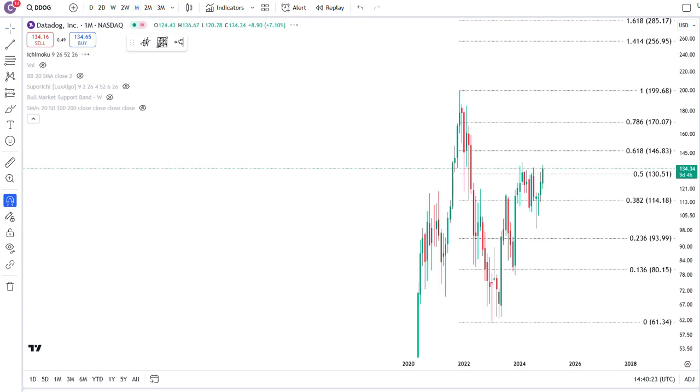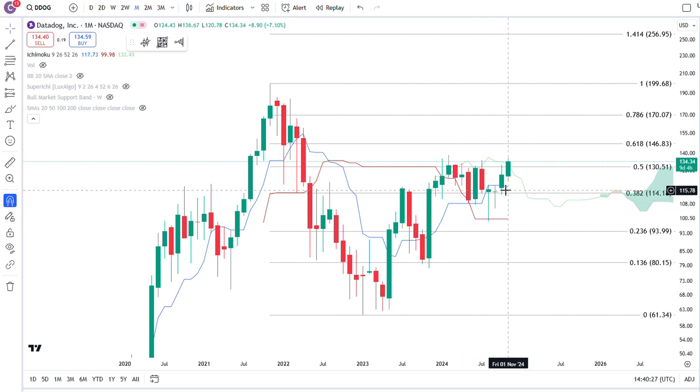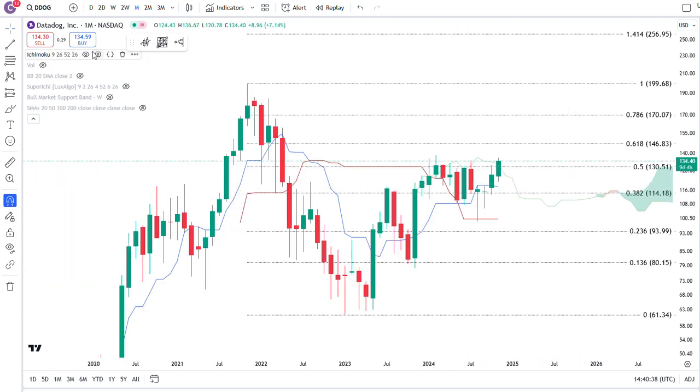If you look at the monthly here, you can see how beautifully it had a lot of these wicks underneath below to tell you that things have bottomed. And so far for the month of November, you pushed through into the leading span A here, which is the immature monthly Ichimoku cloud. So you're pushing through a lot of these resistances, 0.5 as well as the immature Ichimoku cloud. So the next natural level for it to hit would be probably 146.83, which is the 0.618 Fibonacci level.